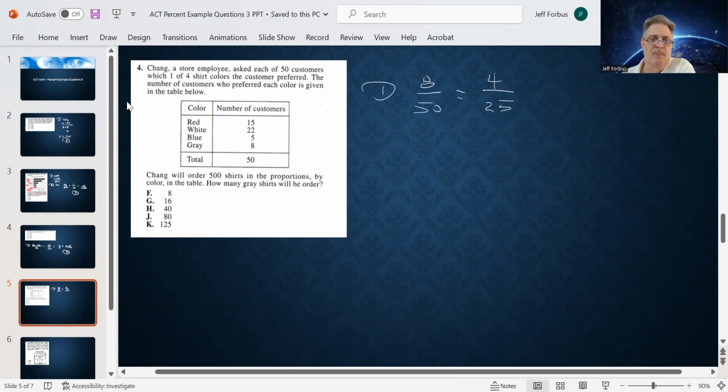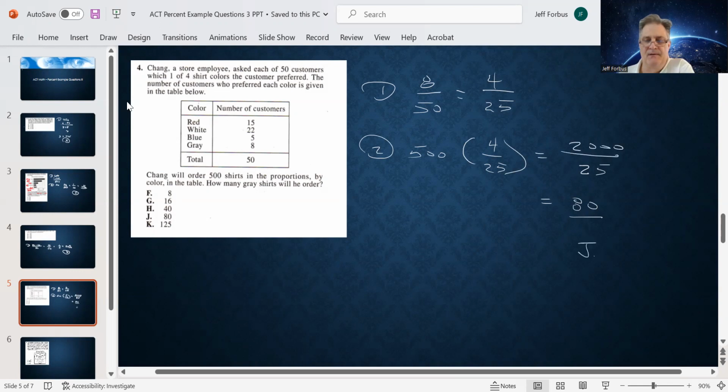Now, there's a total of 500 shirts that he's going to order using this ratio, 4/25. So 500 times 4/25 is going to be equal to 2,000 over 25. And when you put that number in your calculator, 2,000 divided by 25, you're going to get 80. So that's going to be answer choice J.